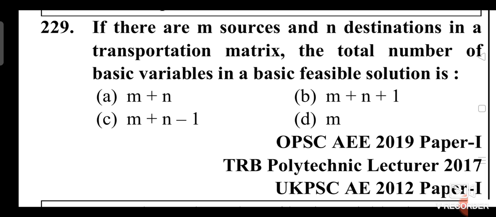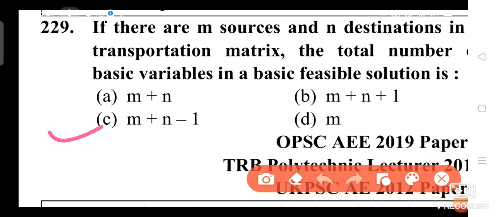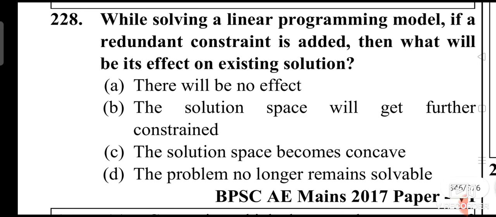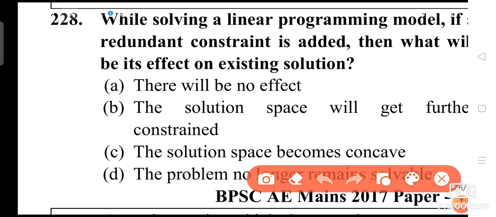Next, if there are m sources and n destinations in a transportation matrix, the total number of basic variables in a basic feasible solution is option C, m plus n minus 1. Next, while solving a linear programming model, if a redundant constraint is added, then what will be the effect on the existing solution? There will be no effect, wrong. The solution space will get further constrained. That is the right answer.